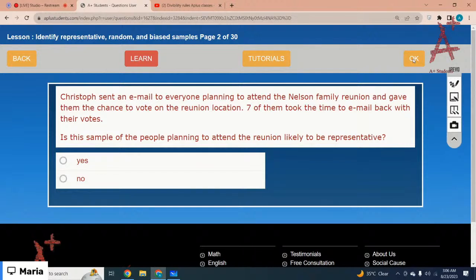Is this sample of people planning to attend the reunion likely to be representative? No, they are not representative, because the seven people are not the same as those who did not take the time to email back. So the correct option is no.